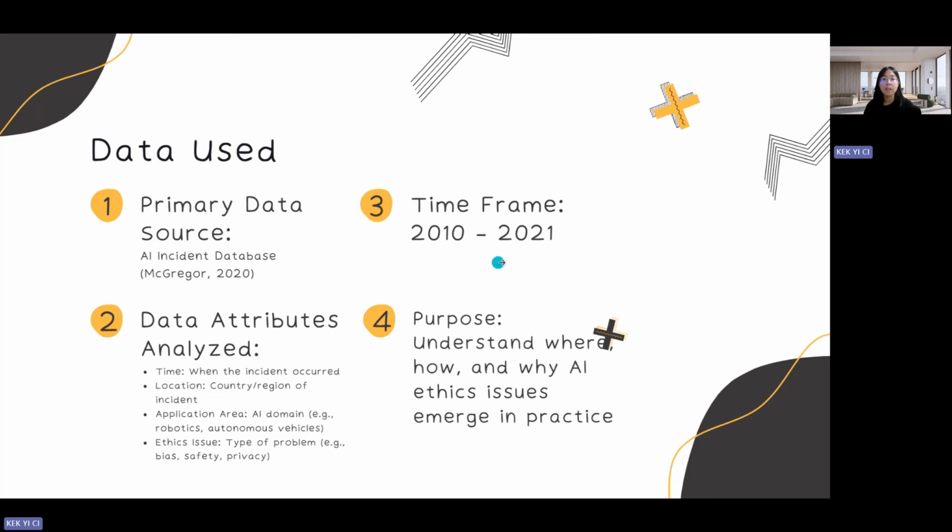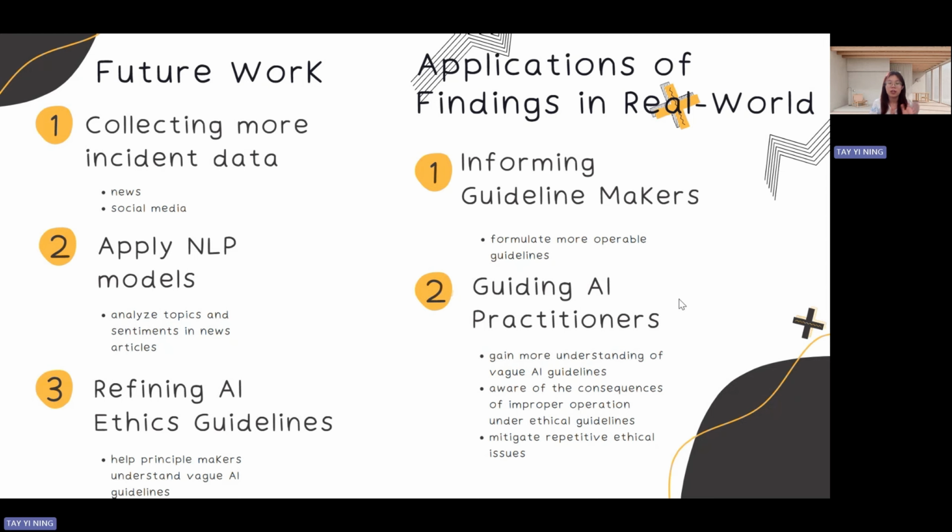The analysis was primarily based on the AI incident database, which has limitations in both size and variety. So to strengthen this research, we plan to expand the data collection by collecting more incident data from sources like news and social media for a more comprehensive analysis. Besides, since manual analysis limits scalability and is time-consuming, we will apply NLP models to automate analysis of the topics and sentiments in related news articles collected. Finally, we will refine the AI ethics guidelines to transform the vague principles into a more actionable state, helping practitioners understand the guidelines better.